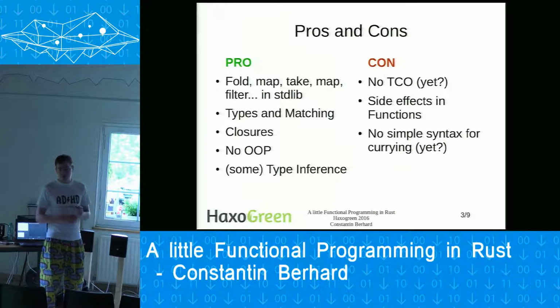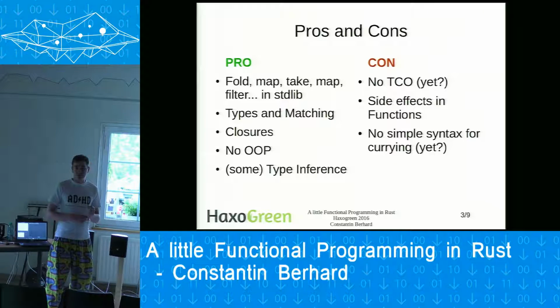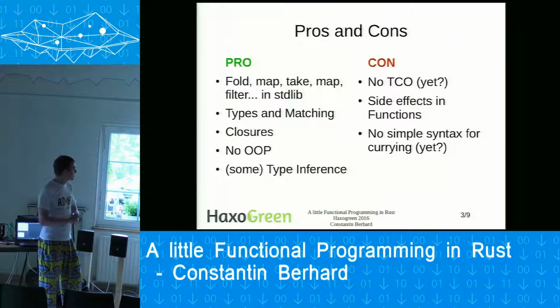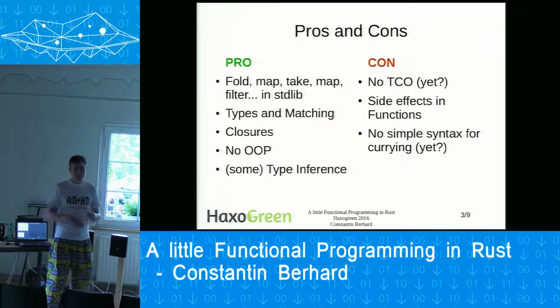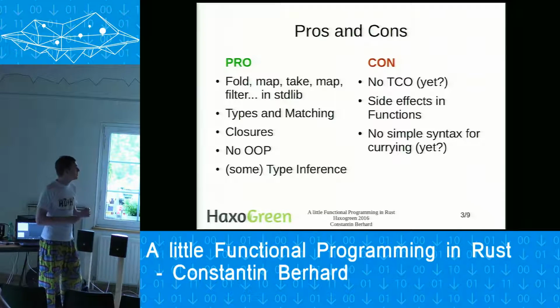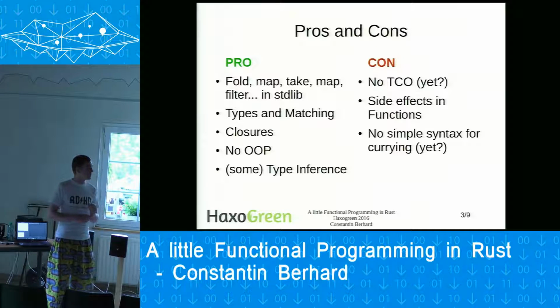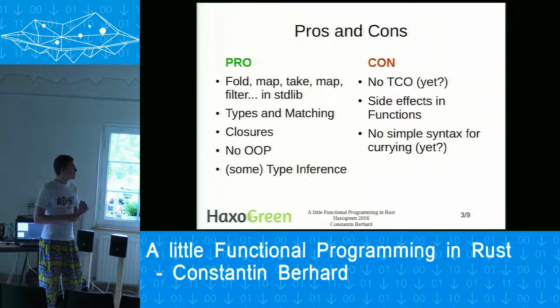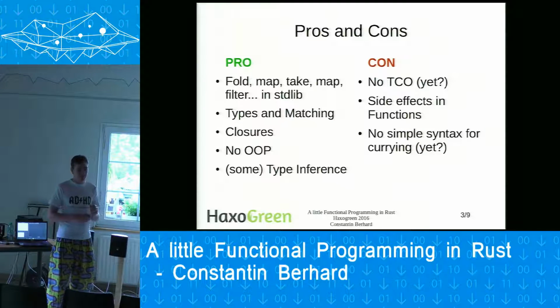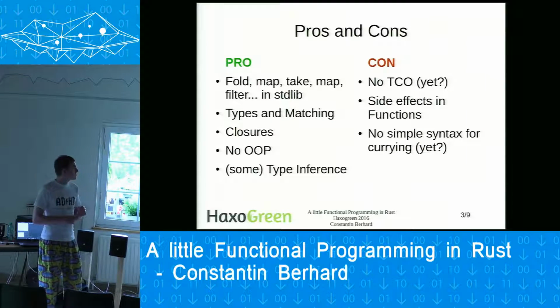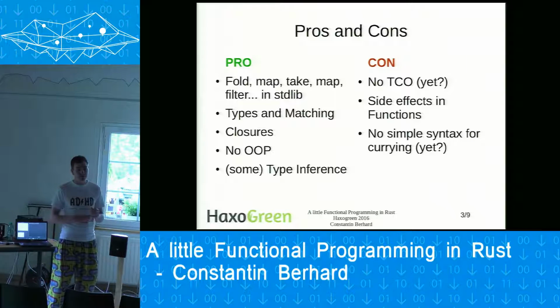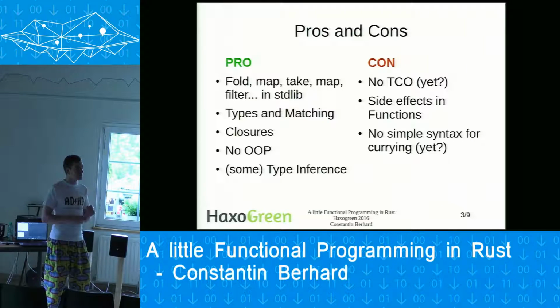It doesn't support object-oriented programming, so you have to program somehow, so why not functional? And it has some type inference, you don't have to always write the type. It doesn't have tail call optimization, which means if you have a tail recursive function, you still will build up a stack. This might be fixed in future with an opt-in thing. You can't have the mathematical kind of functions with no side effects.